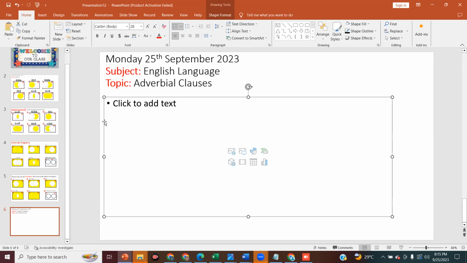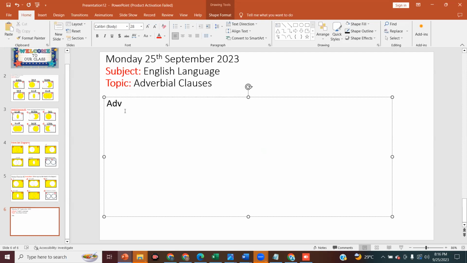Today we're going to be looking at adverbial clauses. That's how we pronounce them, adverbial clauses. And maybe next class we can look at noun clauses. But today we're going to be looking at adverbial clauses. So we're going to first start off with the definition of an adverbial clause. What is an adverbial clause? So that's going to be the first question.